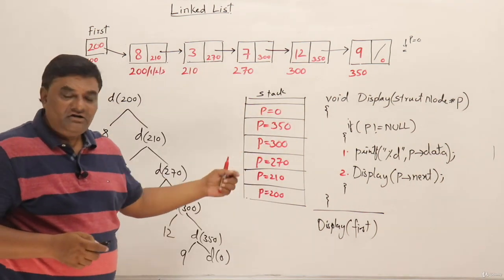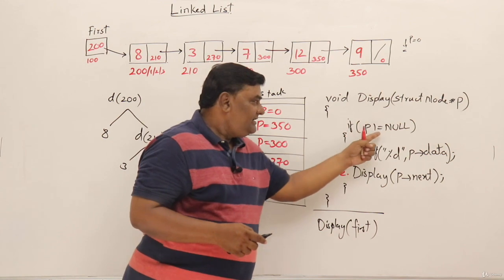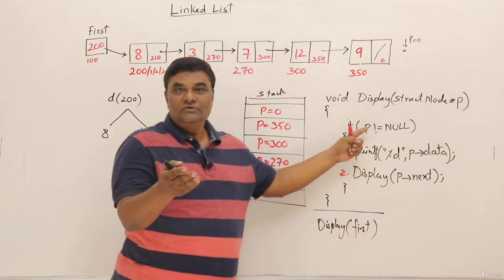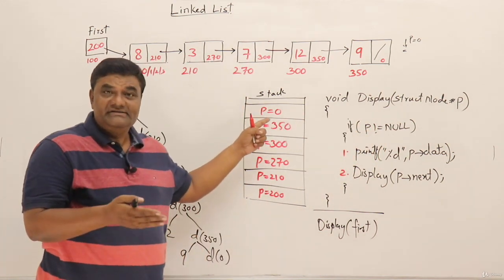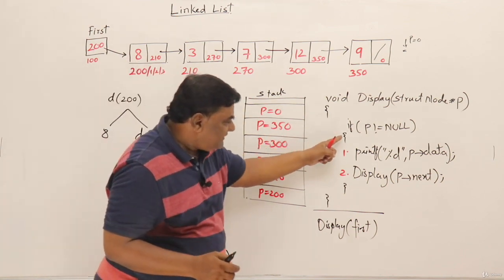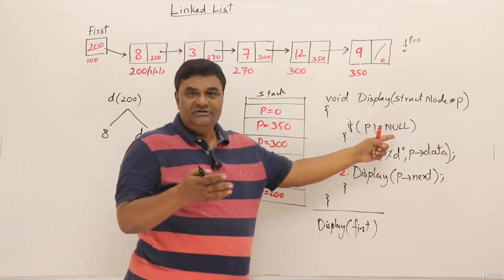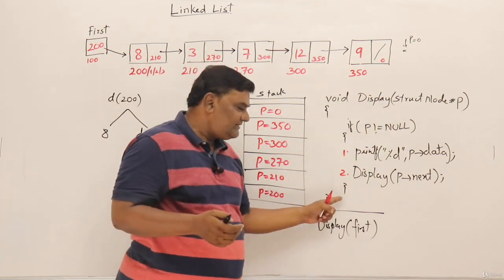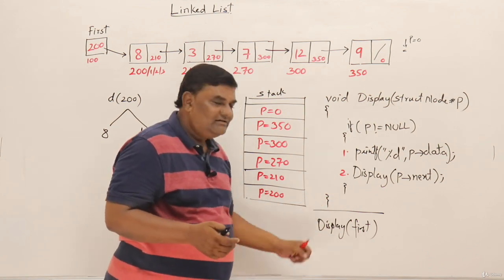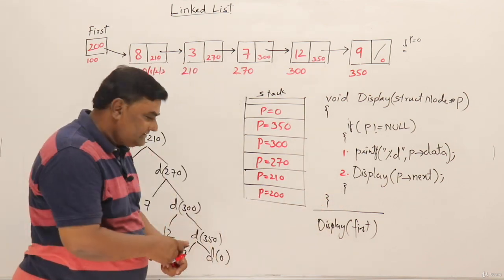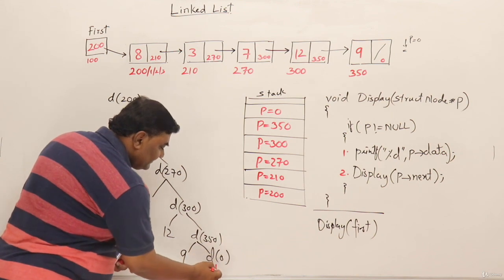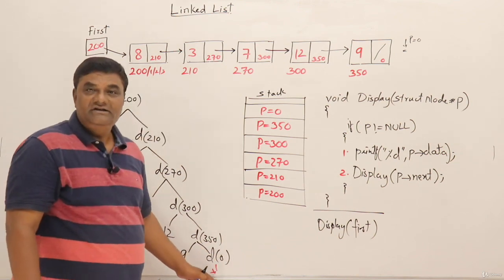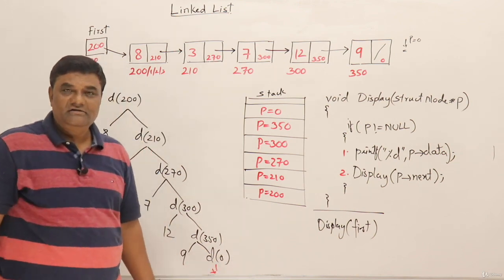So again a fresh call. P is not equal to null? No, it is equal to null. It will not enter inside. So P is not equal to null means false, and false means don't enter inside. Exit. So the function exits. This call will terminate without doing anything.